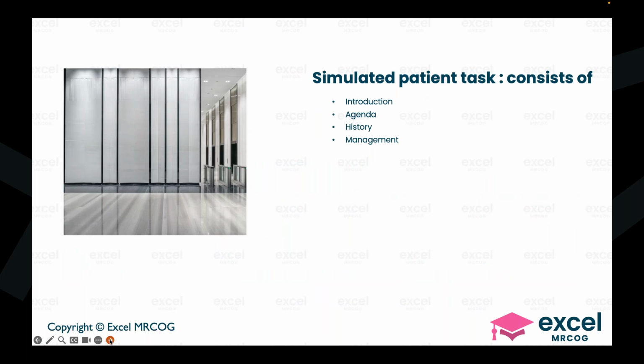Let's look at this. What does a simulated patient task consist of? It starts with your introduction, then you have your agenda. If it's very clear in the task, you don't have to say that long sentence, like "I'm going to take your history, I'm going to examine, I'm going to do this and that." No, if it's very clear, just go straight and ask her permission to take history. Otherwise you need to set an agenda. And you need to ask history.